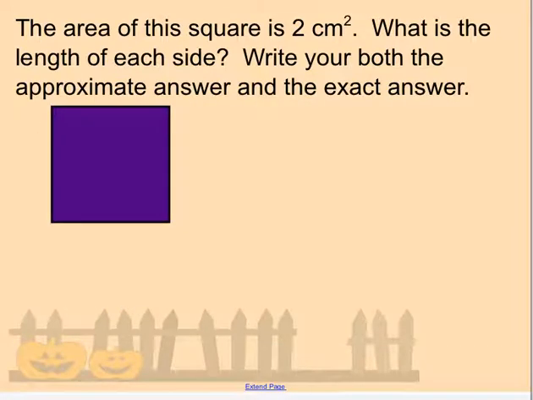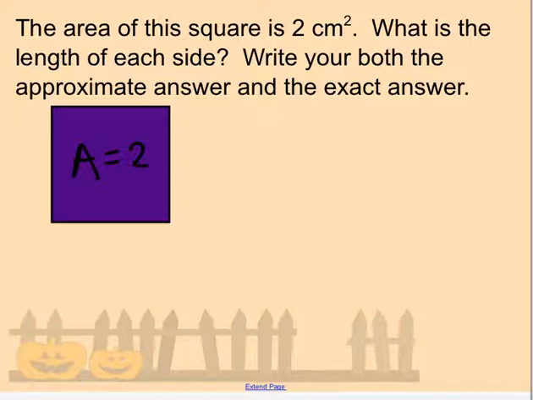All right, the area of this square is 2 centimeters squared. What's the length of each side, right? Both the approximate answer and the exact answer. Well, if the area is equal to 2, that means I need something times itself giving me 2. Because this is a square, that means that the side lengths have to be the same, so something times itself has to equal 2.